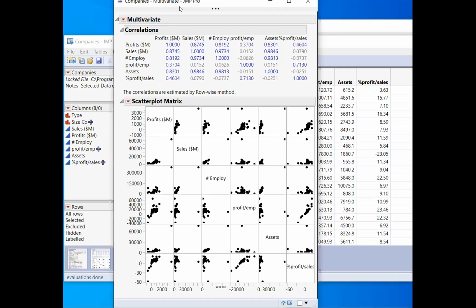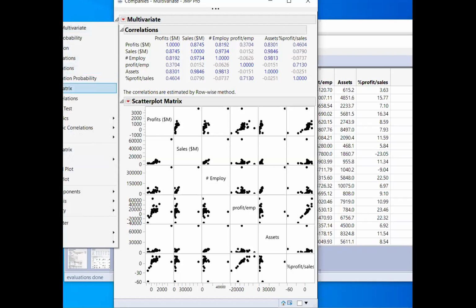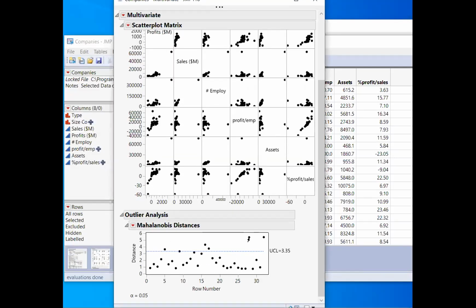What other analysis do we run here? Mahalanobis test, red triangle, outlier analysis. Outlier analysis, Mahal test. Few of these are outside the range. Upper control limit is 3.35. These are too high. You can eliminate them. And after that, we can eliminate these two and see what happens without them in the data set.